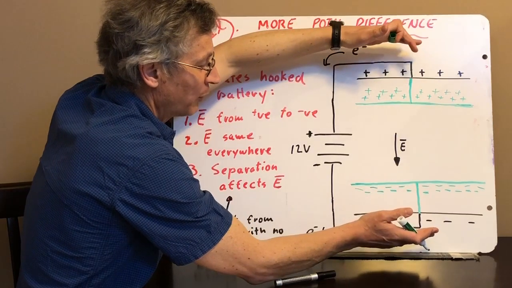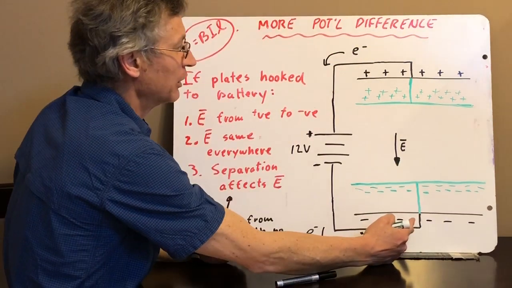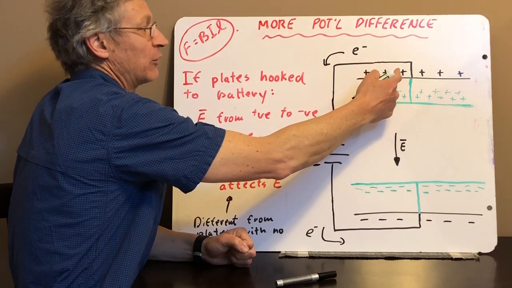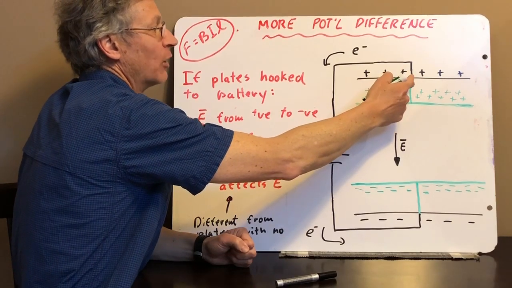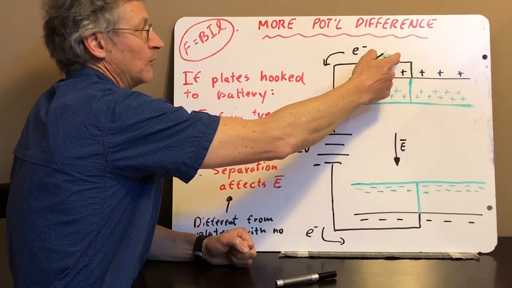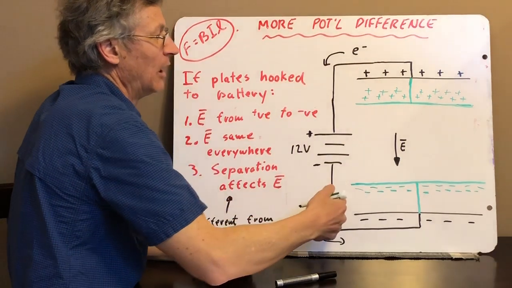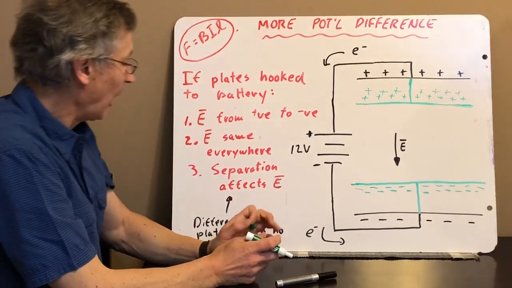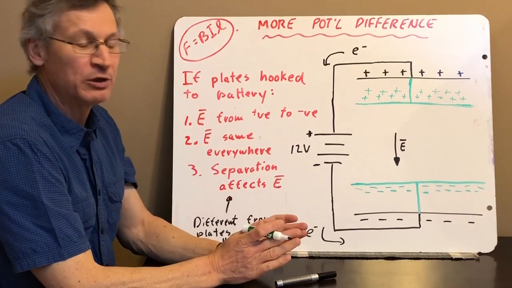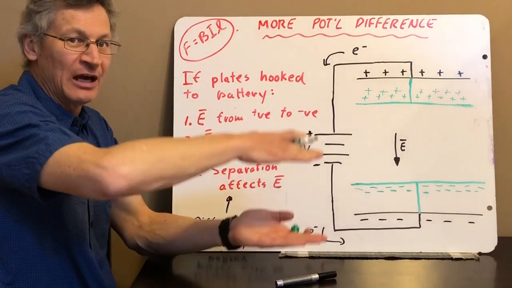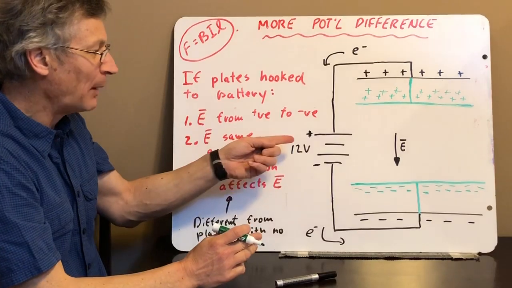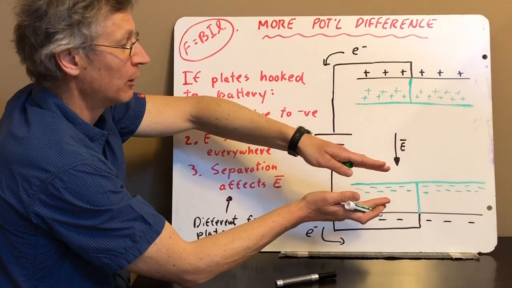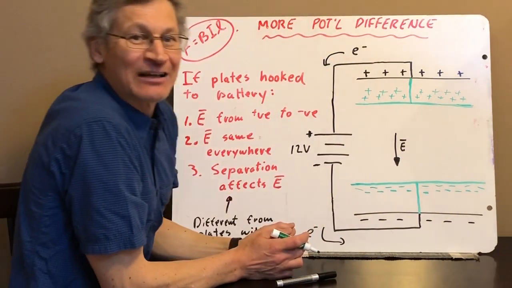If you pull the plates further apart, well, now the negatives down here are going to be exerting less of a force on the electrons in the positive plate. So fewer electrons are going to migrate from the top plate down to the bottom, and you're going to have a smaller charge on each plate. Okay. Bottom line, what you have to remember: no battery involved, plate separation has no effect on electric field. With the battery, plates come closer together, the electric field gets bigger. Plates get further apart, the electric field gets smaller.